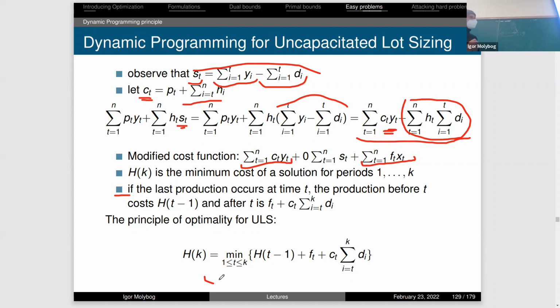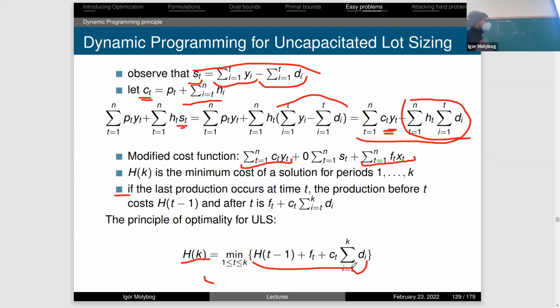The principle of optimality for the uncapacitated lot sizing can now be formulated as follows. Our optimal cost for the k time periods will depend on... we can condition this cost depending on the time period at which we have produced last time. So since the last time could be any time, we take the minimum over t from 1 to k of the total cost of production, assuming that we have last produced in time period t.